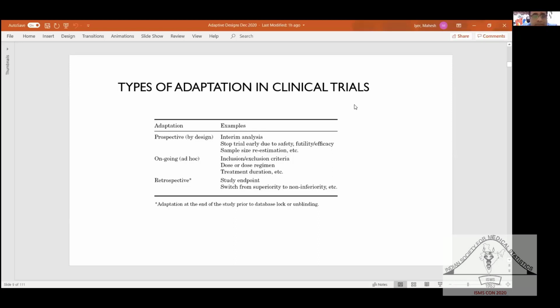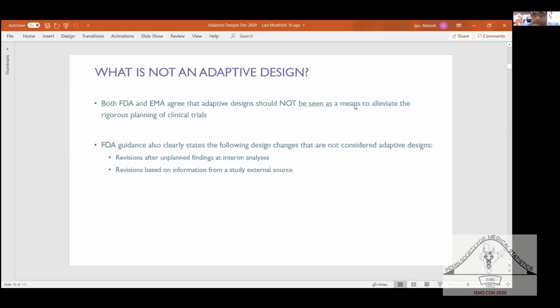Does that make sense? Yeah, good. So these are the different types of adaptations that we can do. Okay, some of these have a statistical component to it, some of these don't. For example, inclusion exclusion criteria does not impact the statistics so much. But interim analyses, stopping the trial early, sample size re-estimation, all of them have a lot of statistical challenges, and that's what we look at.